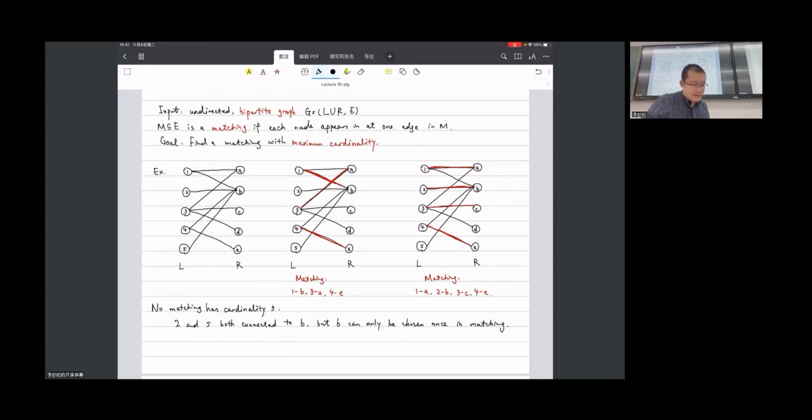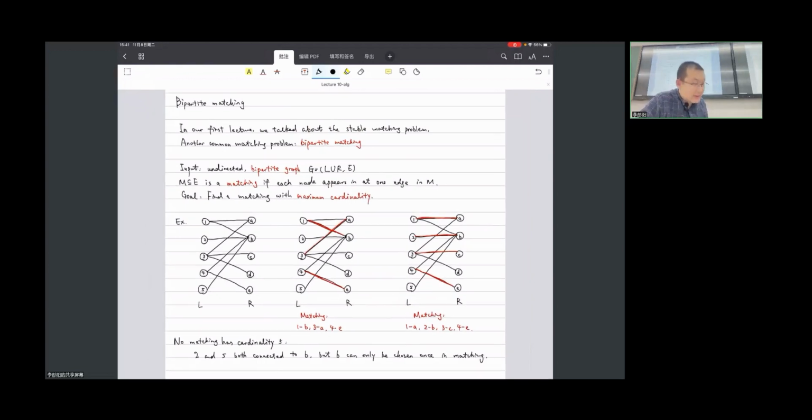So basically, that concludes that for this example, we are pretty sure that the maximum cardinality matching has a value of 4 here. So is there any question about the definition of the bipartite matching in this example? Okay, so if there is no question, let's think about how we want to solve this problem.